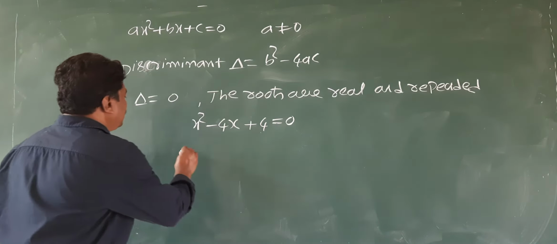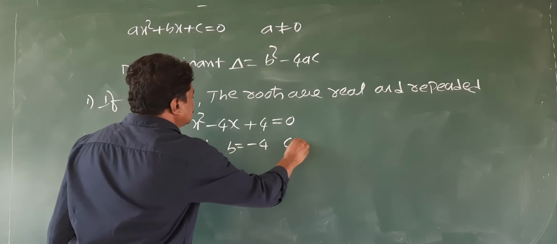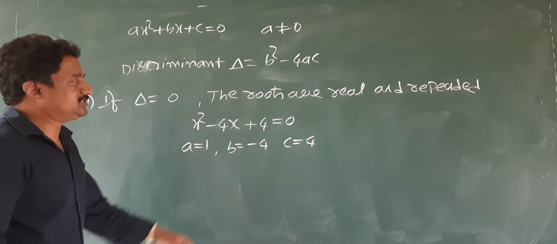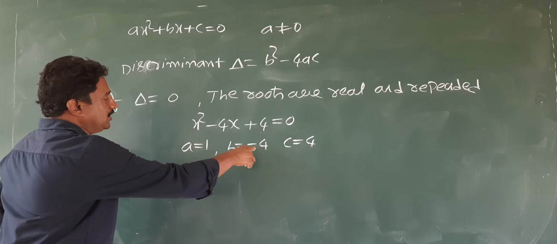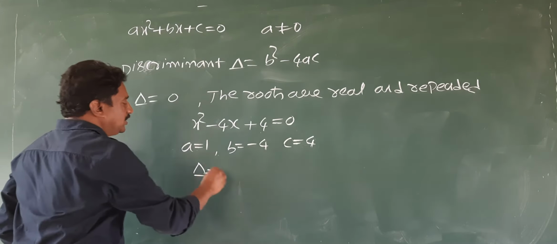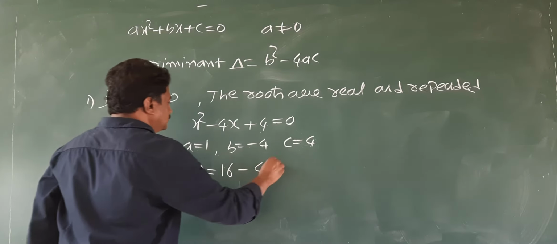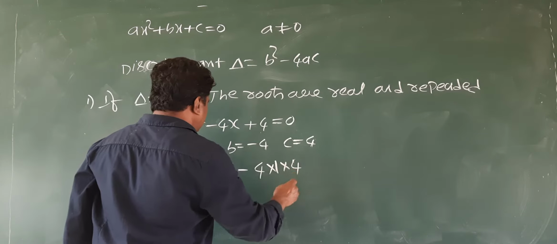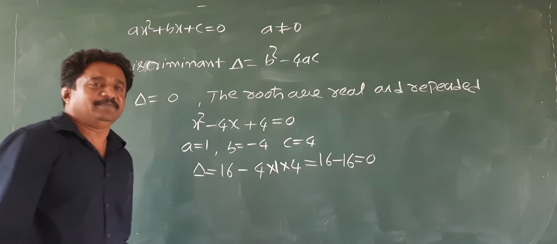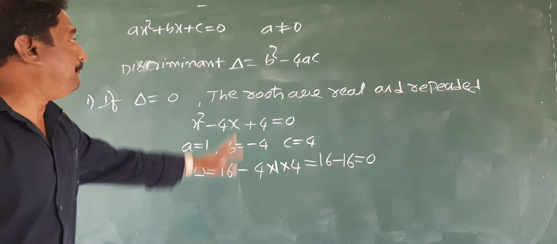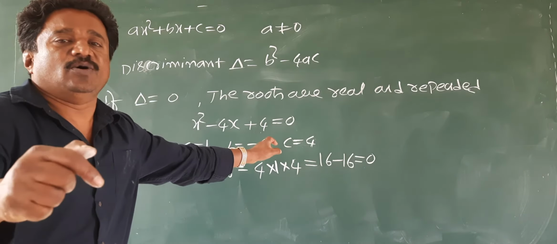Tell me the a value, students: 1. b is minus 4. c is also 4. Let us calculate the discriminant value. Delta equals b square minus 4ac, that is minus 4 whole square, 16, minus 4 into a is 1 into c is 4. So 16 minus 16 is 0. Delta is becoming 0. This quadratic equation should have repeated roots.